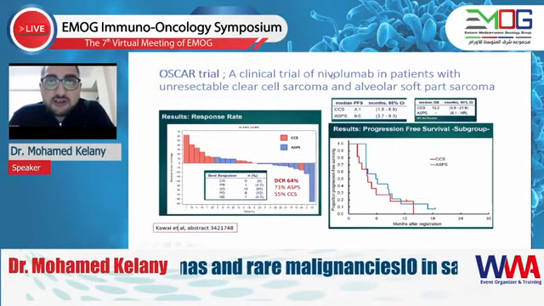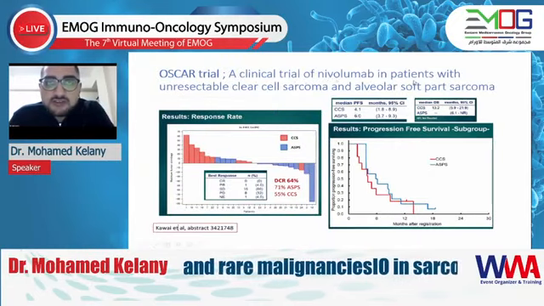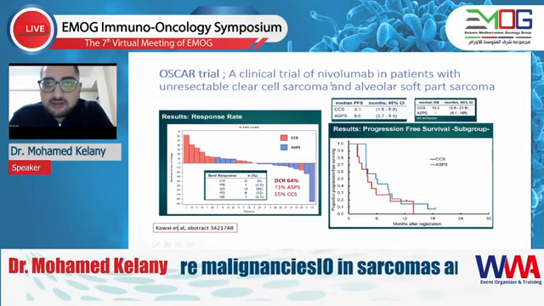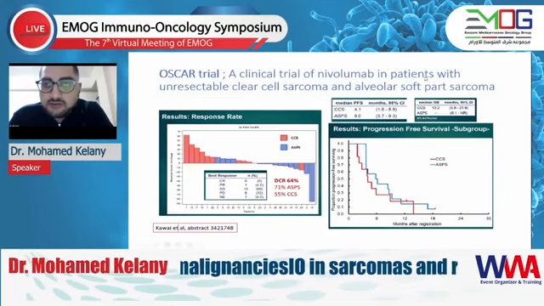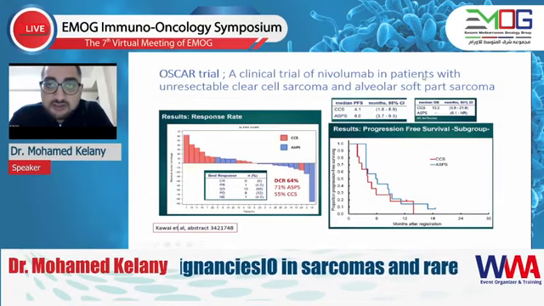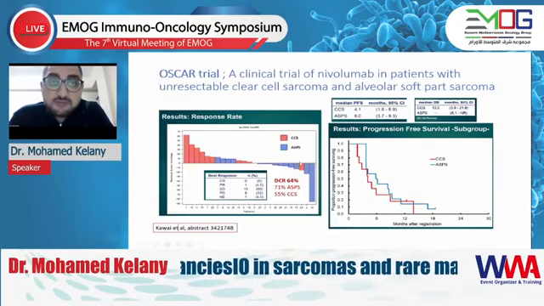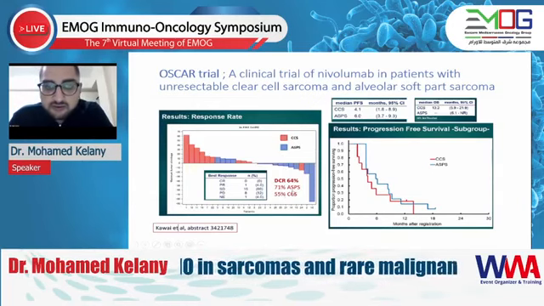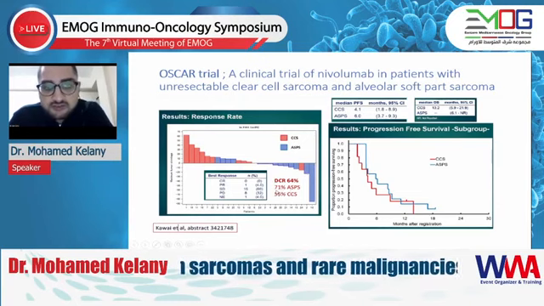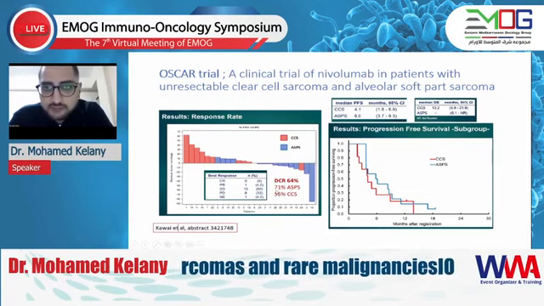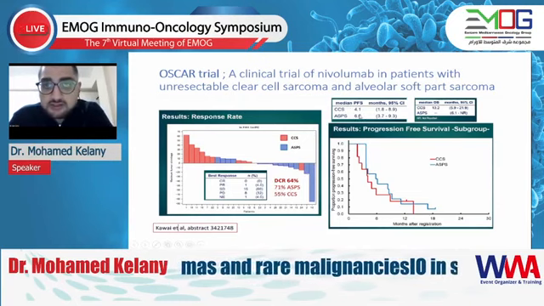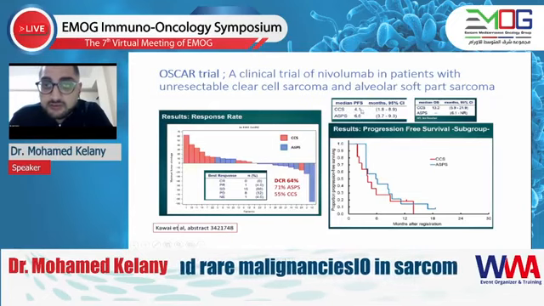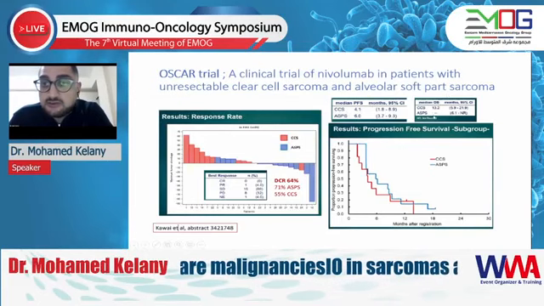We also tested nivolumab in patients with so-called ultra-rare sarcomas, clear cell sarcoma and alveolar soft part sarcoma, which interestingly showed some sort of durable response, especially alveolar soft part sarcoma. The collective response reached 70%. The median progression-free survival was 6 months, and in clear cell sarcoma 4 months. The median overall survival was not reached.